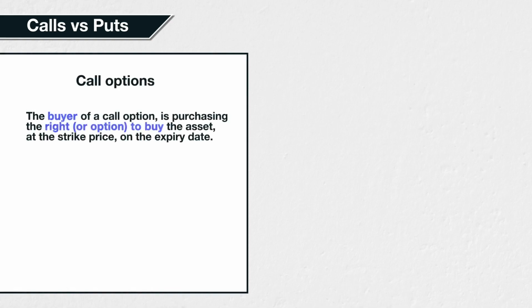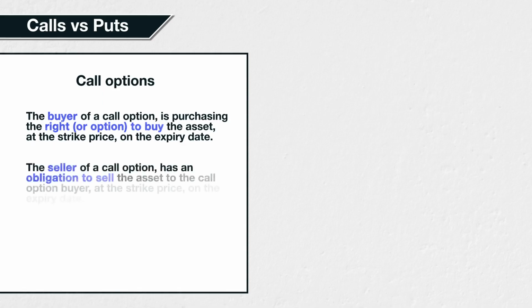It's important to understand the two different types of options, call options and put options. We will cover each in great detail in their own sections later in the course, but for now it is useful to know the main difference between the two. The buyer of a call option is purchasing the right or option to buy the asset at the strike price on the expiry date. On the other side of this trade, of course, is the trader who is selling this call option to the buyer. The seller of the call option has an obligation to sell the asset to the call option buyer at the strike price on the expiry date.